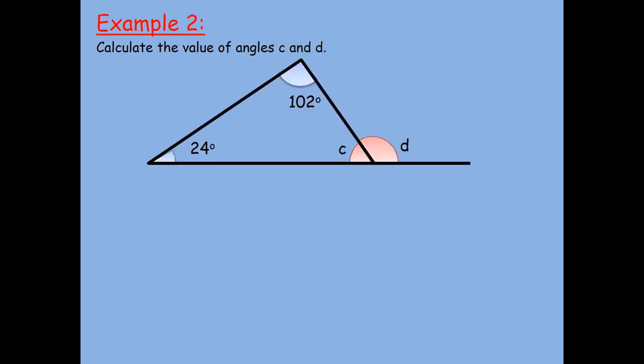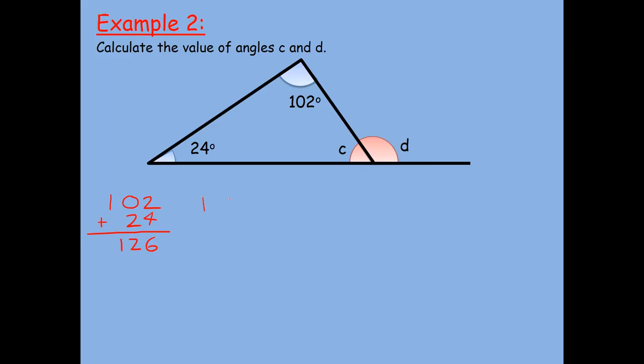Okay, so let's look at this second example. We've been asked to find two angles, C and D. So let's have a look at C first. Same as before, we know that C added to 24 and 102 is going to come to 180. So my first job is my column addition. Okay, so 2 plus 4 is 6. 0 plus 2 is 2. 1 plus 0 is 1.